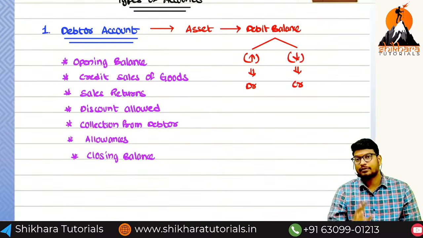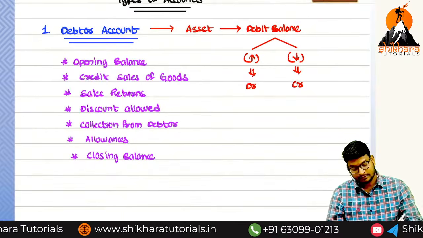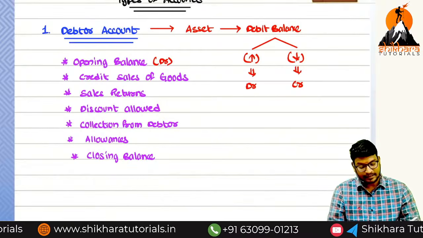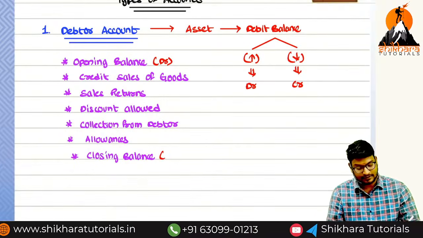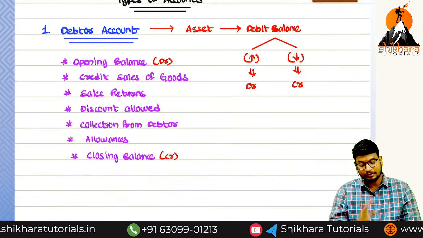Opening balance we know. An asset means the opening balance will be on which side? Debit side. So can I write it like this? DR. And the closing balance will be on which side? Here, nothing but the credit side. Okay, guys? Already these are the points we have decided. Now we have to decide.